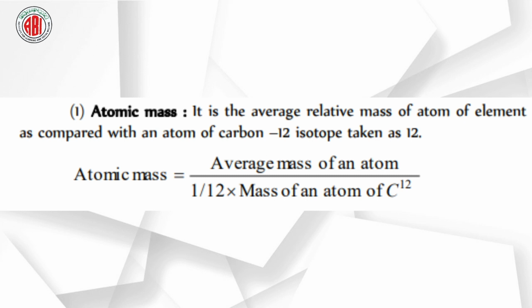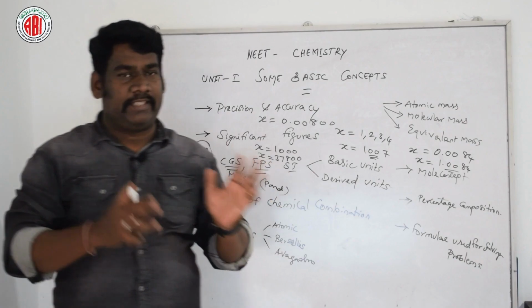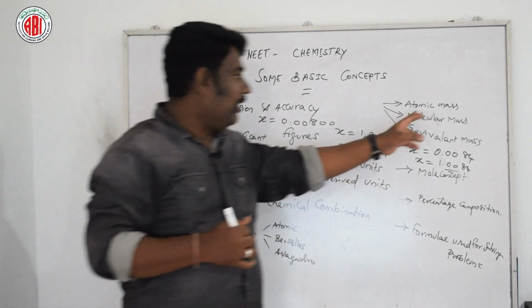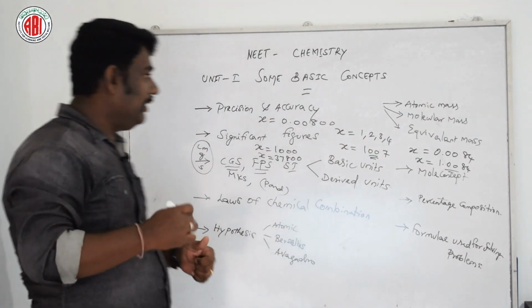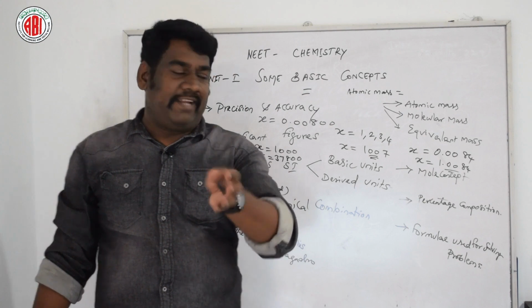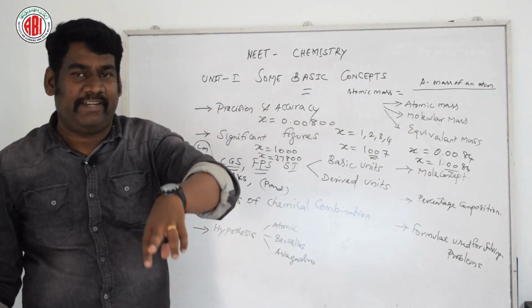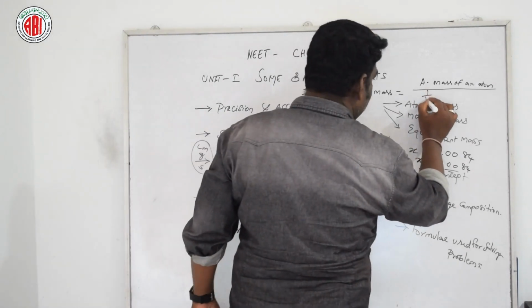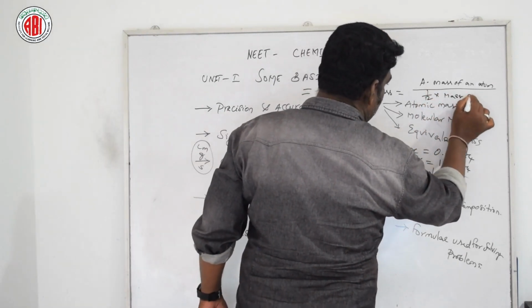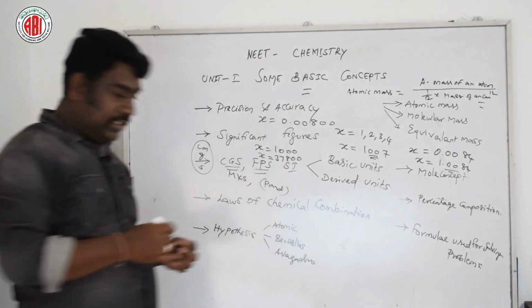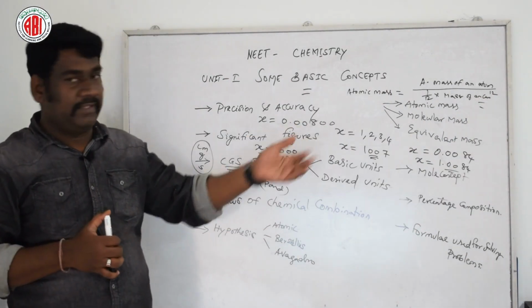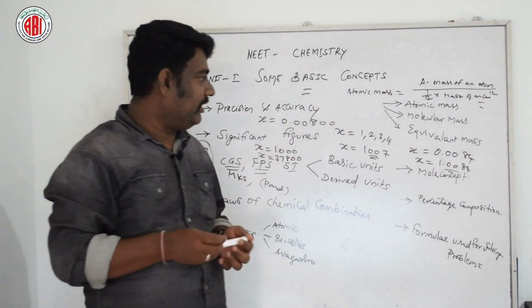Atomic mass is the average relative mass of an atom of a particular element as compared with an atom of the carbon-12 isotope. That is called atomic mass. So atomic mass is equal to the average mass of an atom divided by 1/12th of the mass of an atom of carbon-12. This is about atomic mass, and it helps in doing a few numericals from this chapter.